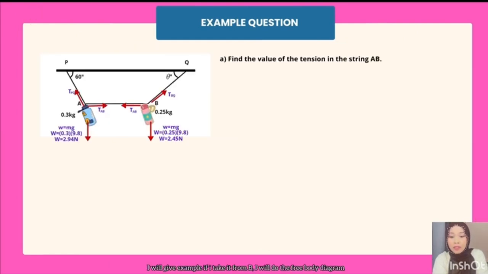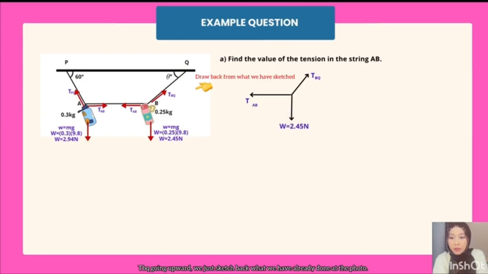I will give an example. If I take it from B, I will do the free body diagram. So TBQ, we just sketch back what we have already done from the photo on the left. As you can see here, there is no other information, so we lack information here. So we try to do the free body diagram on A because I think we can do something with the 60 degrees. So there will be TAP and then TAB going to the right and weight.